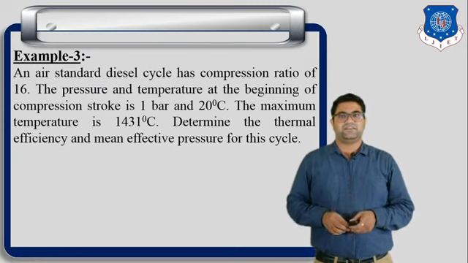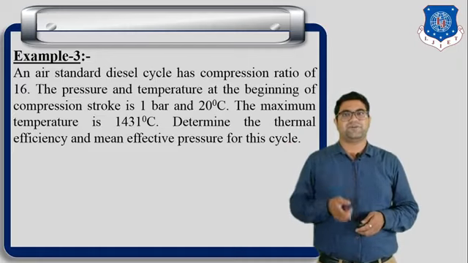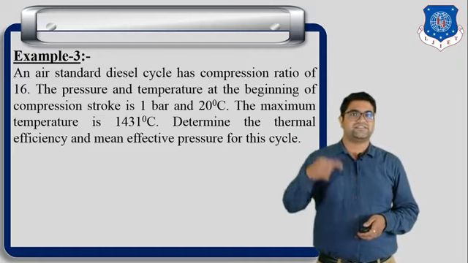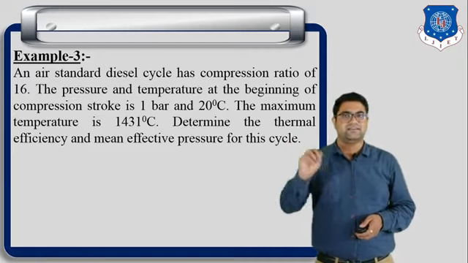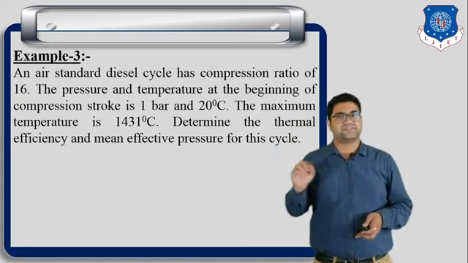In example number 3, what they have given: in the air standard diesel cycle, the compression ratio is 16. Okay, so this is the example of the diesel cycle. They have given the compression ratio as 16. So small r is equal to 16.